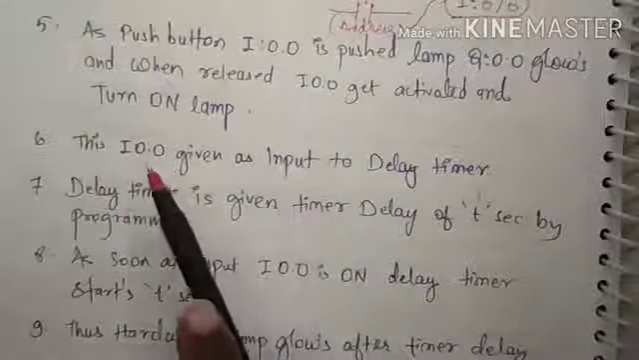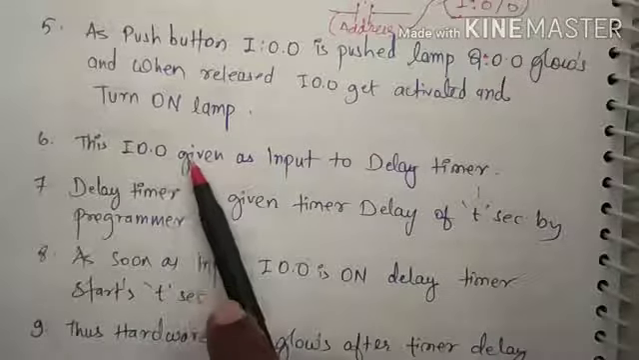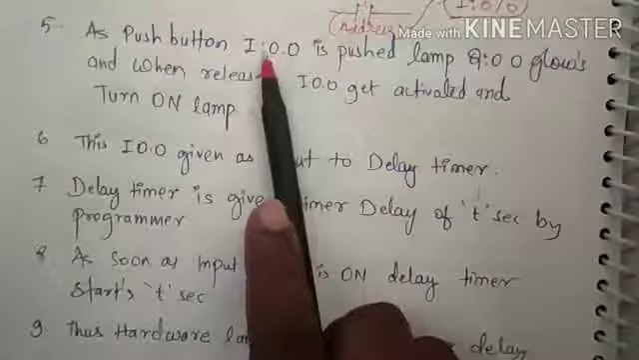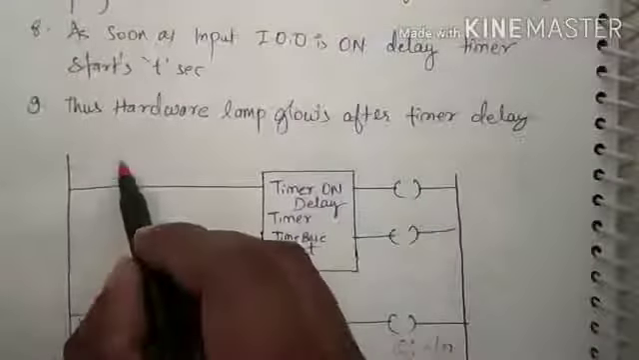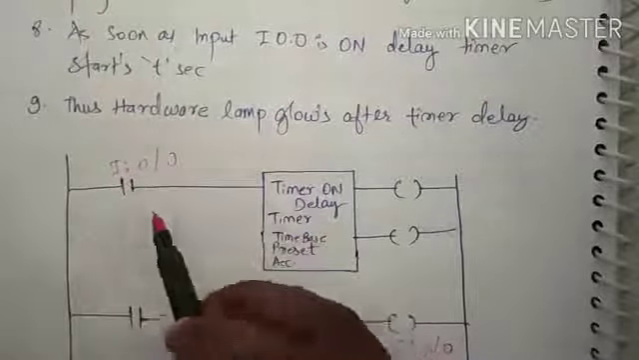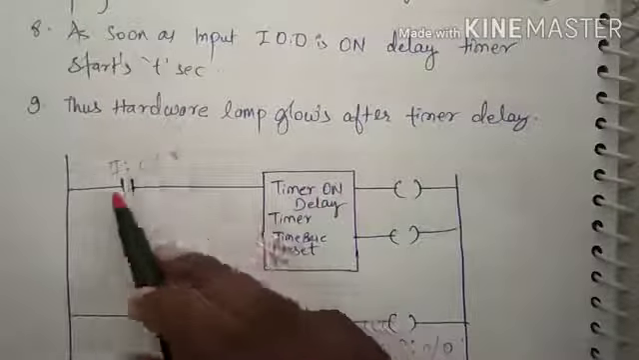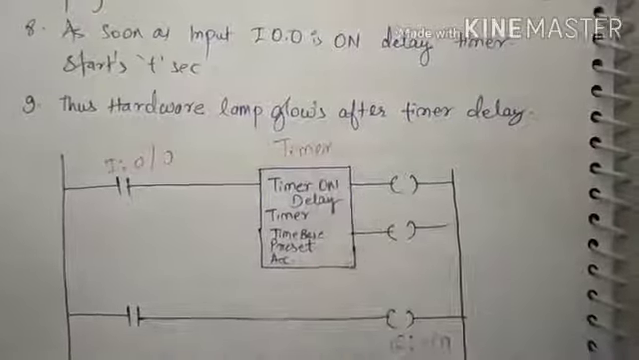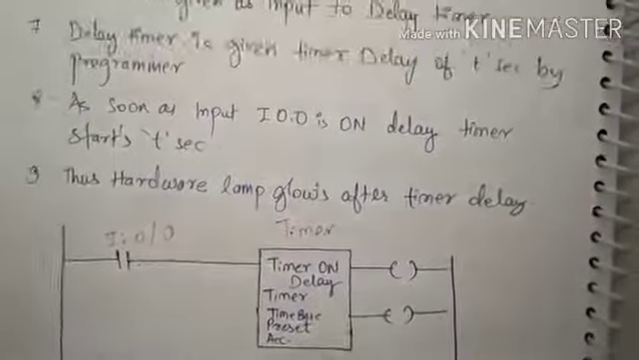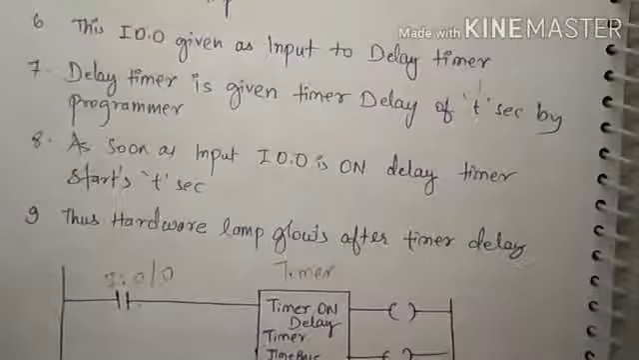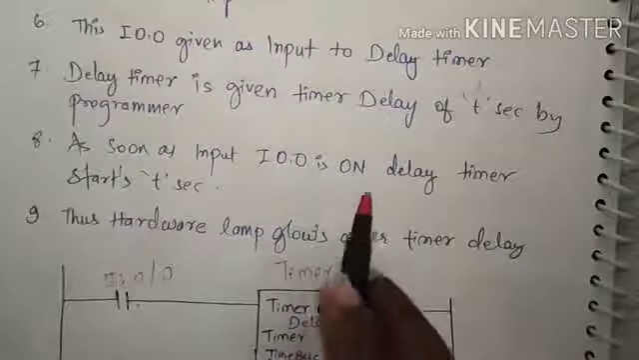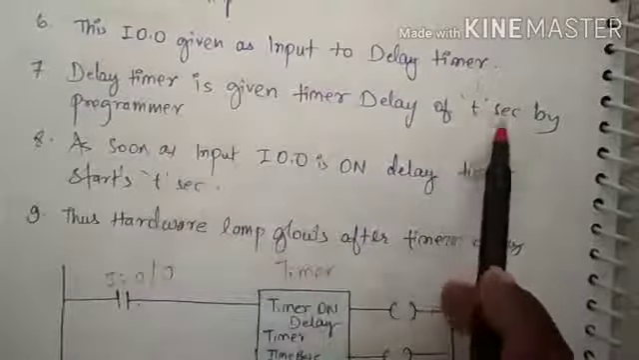So this I:0/0 is given as an input to the delay timer. Right, it is a timer. Now, we are using a delay timer, which means it will delay the process by some t seconds. It is giving a delay of t seconds.